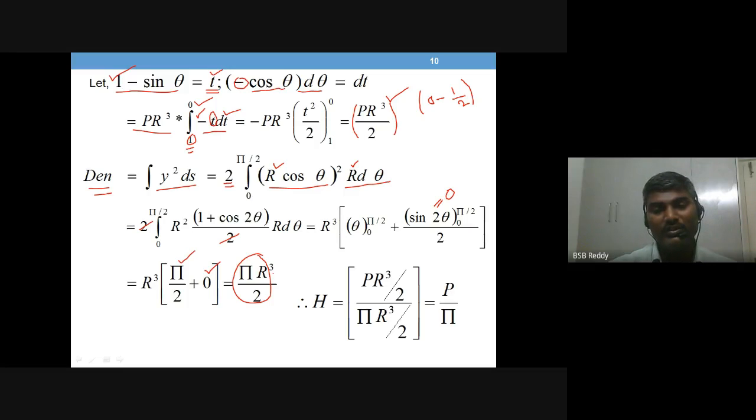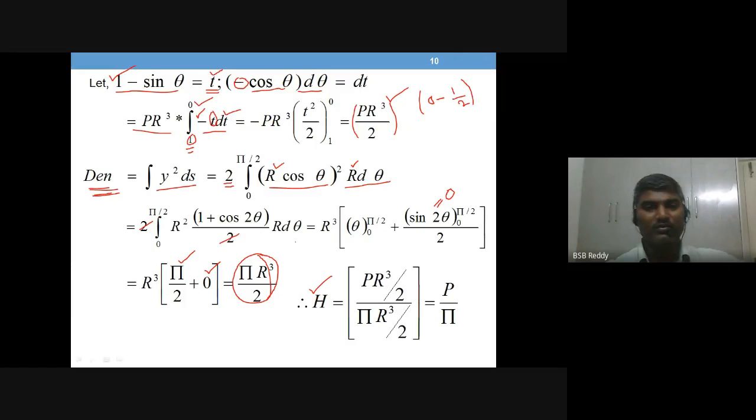denominator value, which is constant for a semicircle having radius R, because y is never going to change. Y is always R cos theta for a semicircle. So for all the problems of semicircular geometry, we will evaluate the denominator in the same way. So we will always refer to this derivation for the denominator, always, okay.